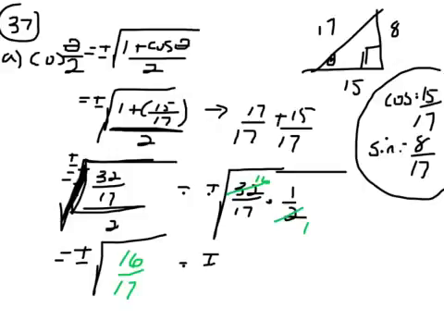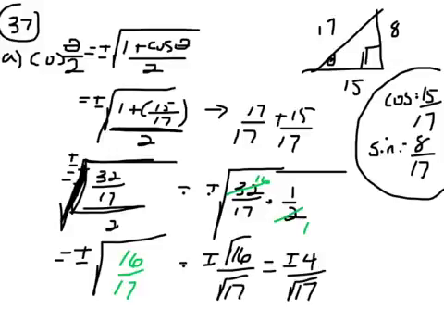Plus or minus. Remember, when you have a fraction under a radical, you could take the radical and put it with each number. So that becomes plus or minus 4 over the square root of 17, and that's considered not nice, right? So we have to rationalize it by multiplying by square root of 17 over square root of 17. And so that's plus or minus 4 square roots of 17 over 17.